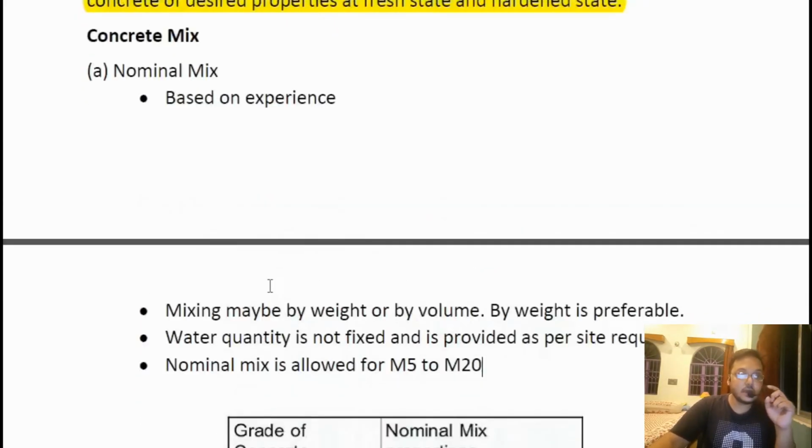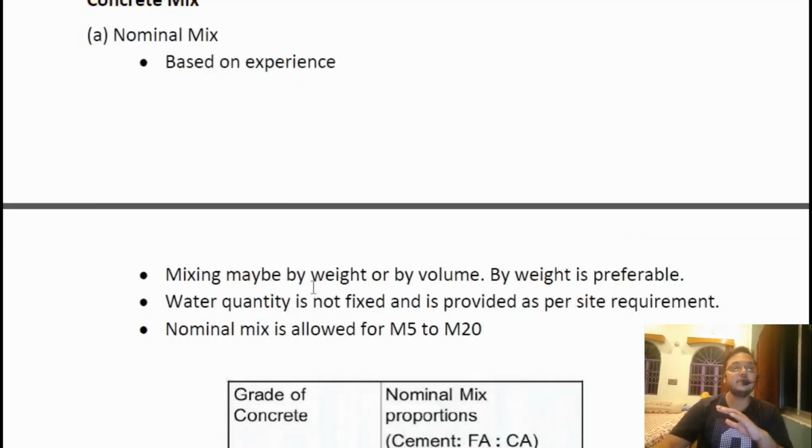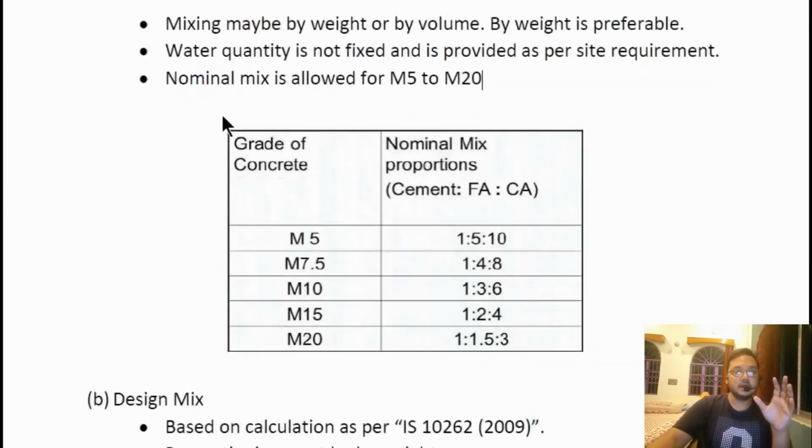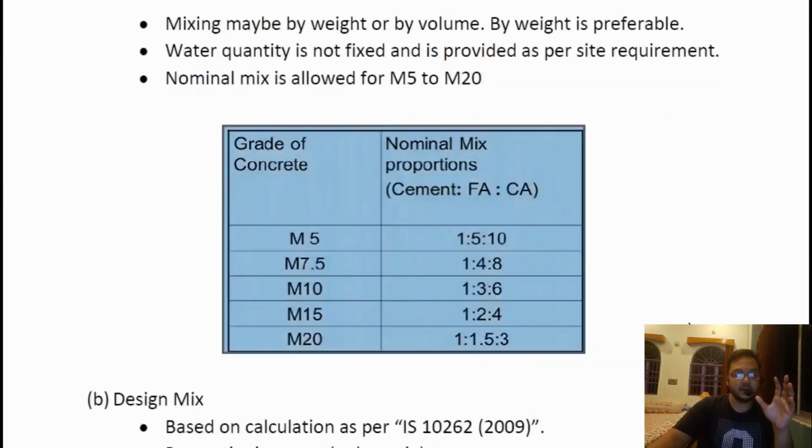So nominal mix, as you can see, is totally based upon one person's experience. So how much he knows, just by guessing power, he can say that this much amount of cement, this much amount of aggregates, this much amount of water will be sufficient for giving me the concrete of my desired properties. In turn, he actually doesn't depend on some other ratios, but the code has fixed some certain ratios.